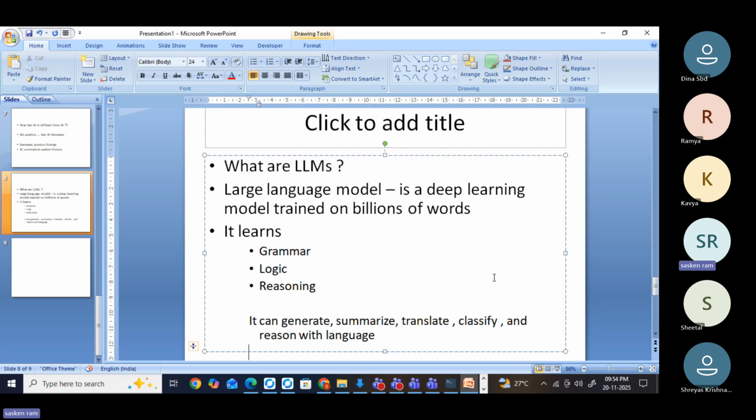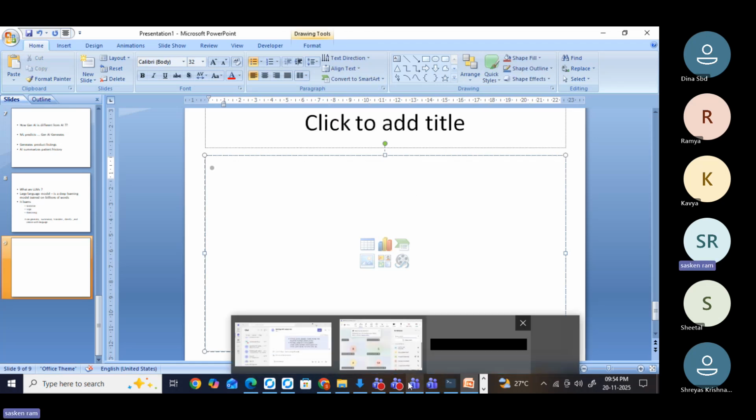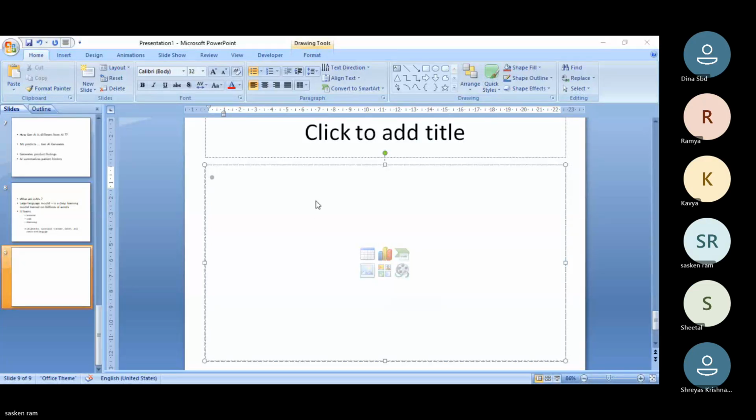Now the question is, we worked with ChatGPT now, correct? Is ChatGPT an LLM? Guys, can someone tell me, is ChatGPT an LLM? Type it in the chat window, no? The question is, is ChatGPT an LLM? Yes, obviously. Without a large language model, ChatGPT is not there, right?